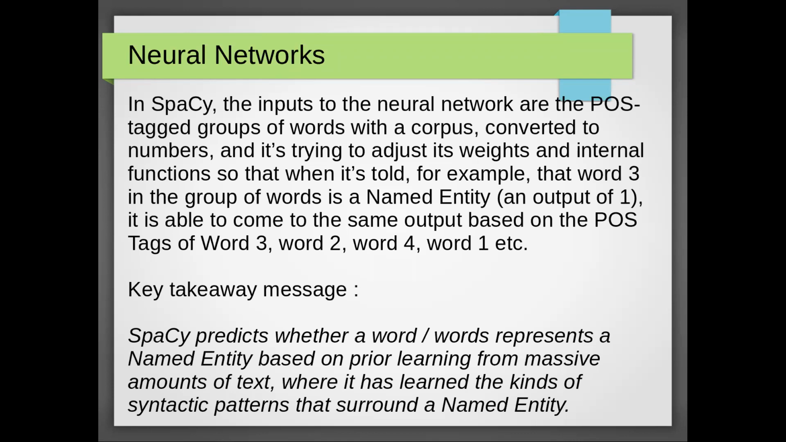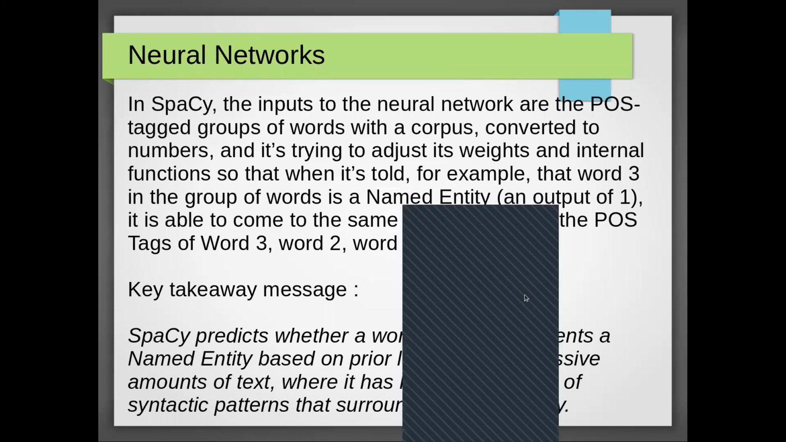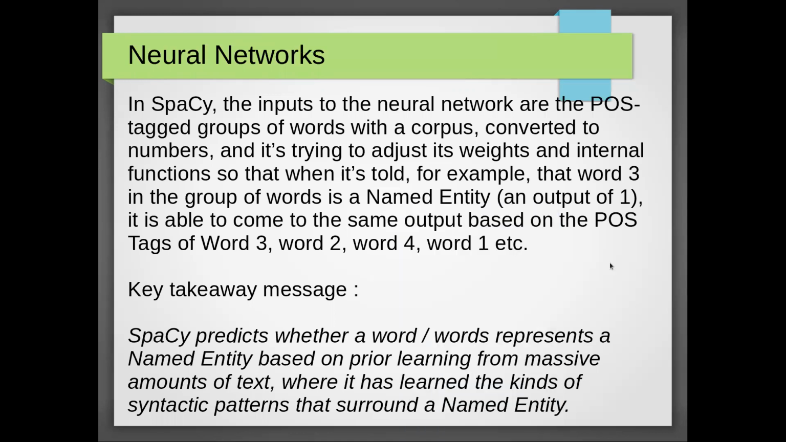So rather than getting us to try and work out what all the patterns are, we're using the power of neural networks, which, remember, we said is the main power of neural networks: to look for these hidden patterns that can be difficult for us as humans to identify. We're getting the neural network to do the hard work for us. So the neural network is looking for these hidden patterns, and it's then applying its learning to try and predict whether a particular word or words constitutes a named entity.